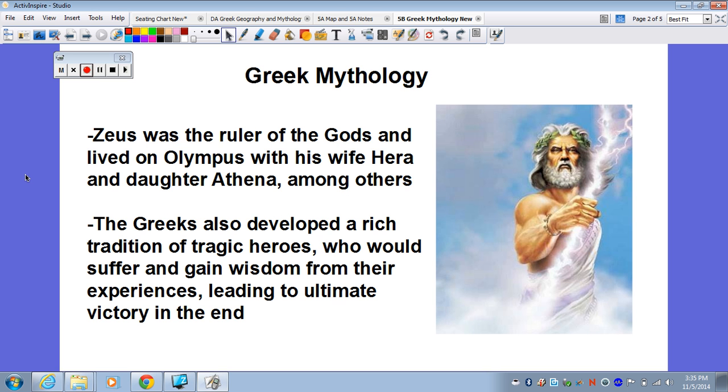Zeus was the ruler of the gods. He lived on Mount Olympus. That's where all the gods live, Mount Olympus. His wife is Hera, his daughter Athena. These are some of the more important gods and goddesses.